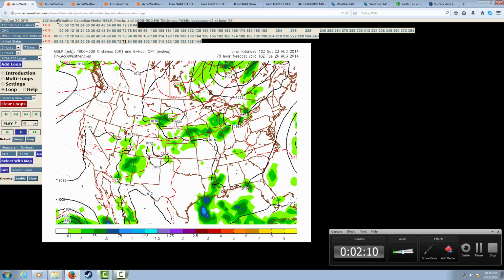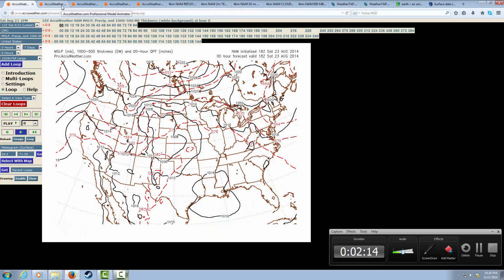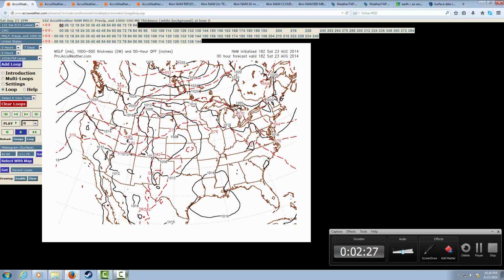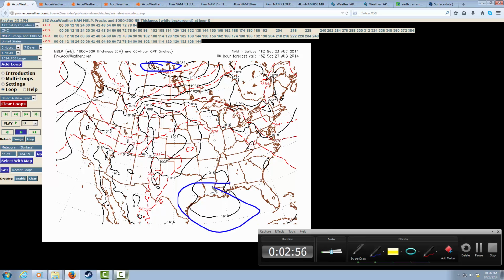Now looking at the 1,500 millibar thickness across the continental United States, to get an idea of the trough and ridge patterns for all you non-meteorologists out there. Basically, these lines are lines of thickness: the difference between 1,000 millibars and 500 millibars. So this is the height between the two pressure levels in decameters. The atmosphere is thinner over cold air masses, so you have lower heights or thinner thicknesses up in Canada than you would have down by the Gulf of Mexico.